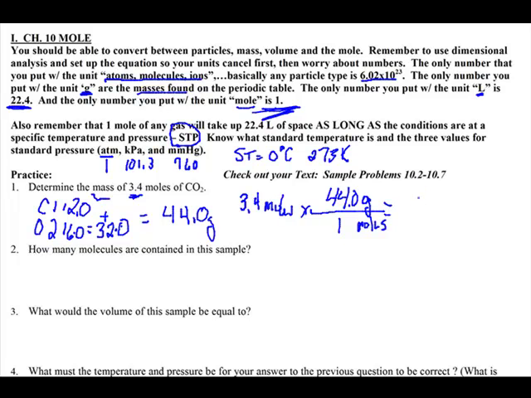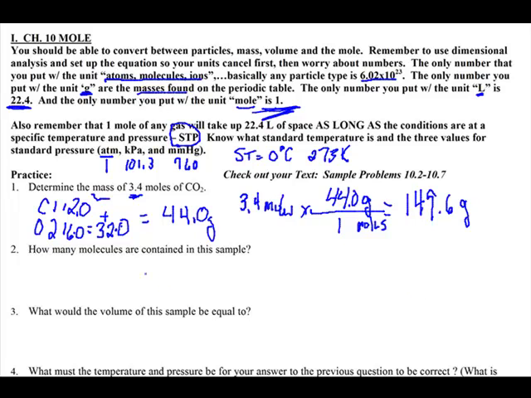Multiply across the top, divide through by the bottom, which you don't really need to do. And you should get 149.6 grams. So that's how many grams 3.4 moles is equal to.